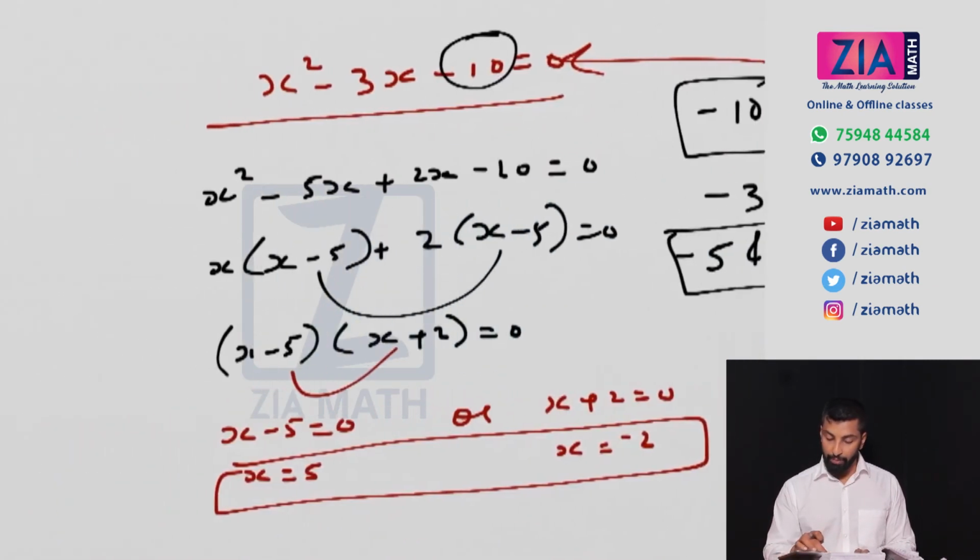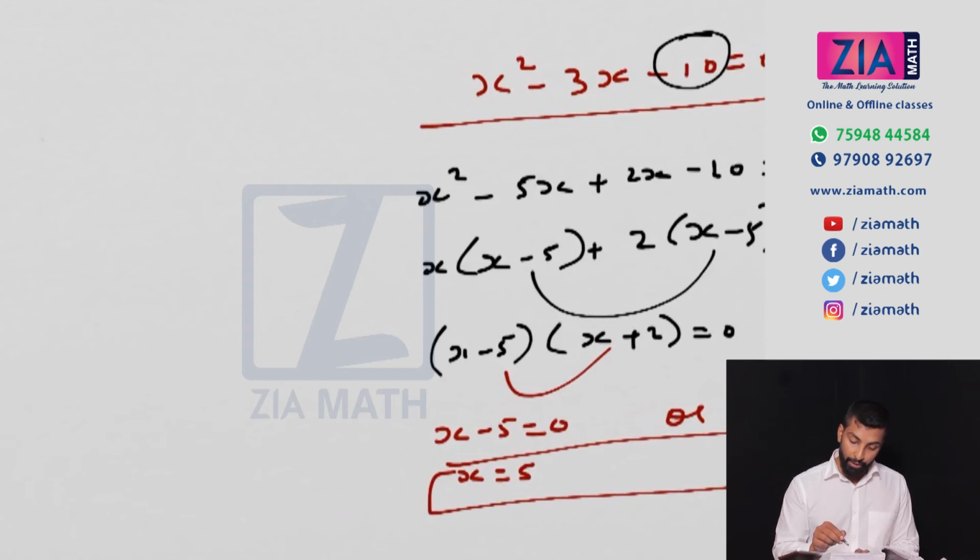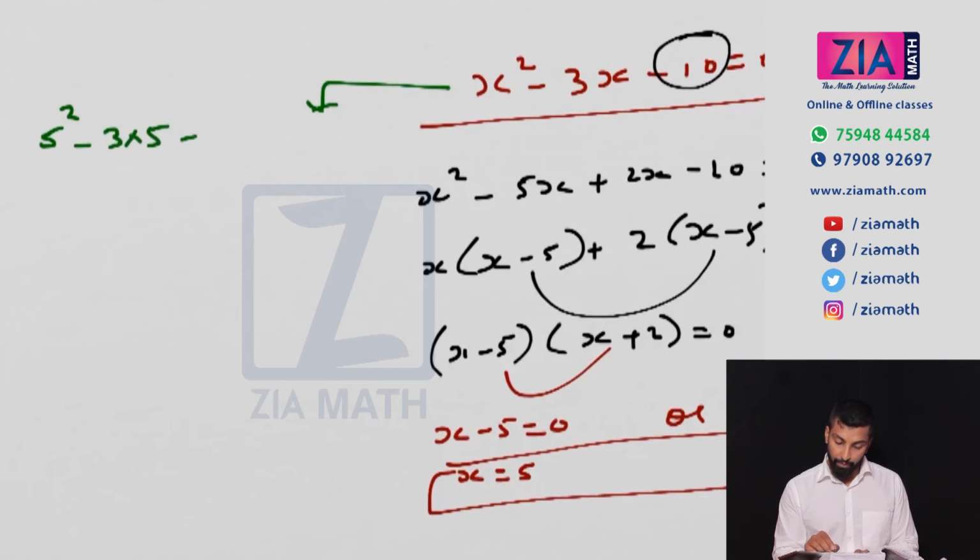Let's substitute 5 and minus 2. So x square, let's substitute 5. X square means 5 square minus 3 into 5 minus 10. Right, 5 square is 25 minus 15 minus 10, which is equal to 0.